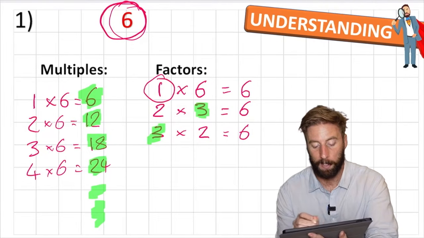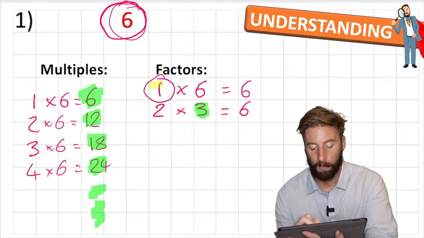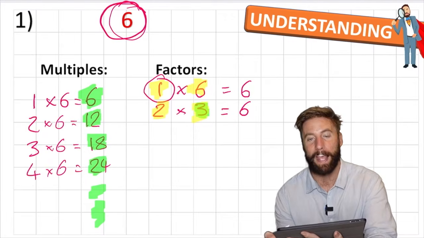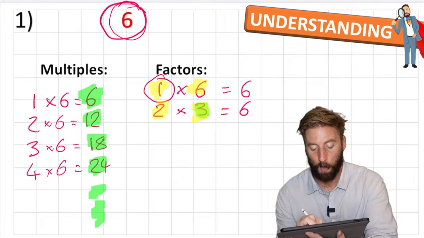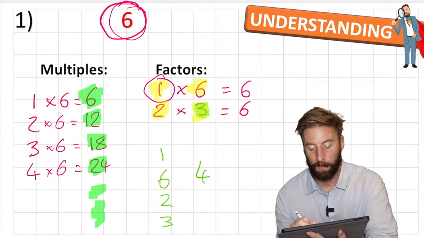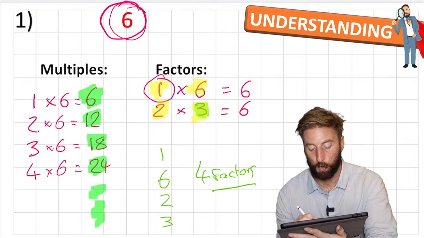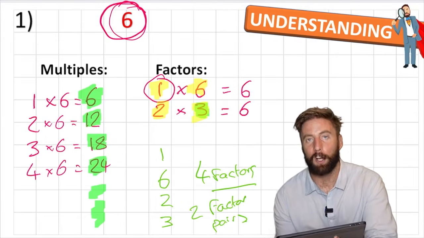So this one here, we don't need. So now we can look at these numbers, 1, 6, 2, and 3, and register that they are the factors of 6. So 6 has factors 1, 6, 2, and 3. So it has 4 factors, or 2 factor pairs. Good. Okay, let's have a look at a difficult one.